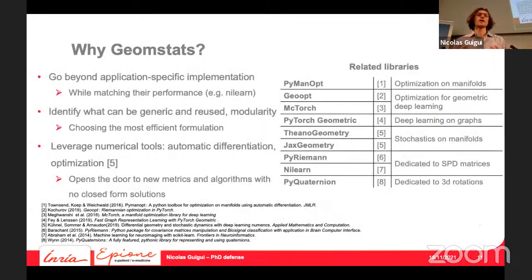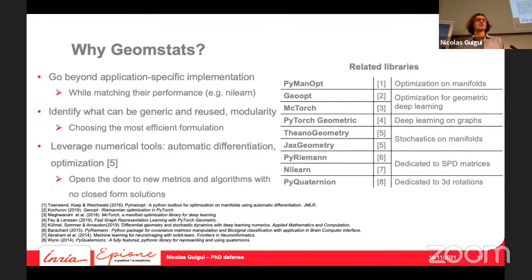As you can see, there are other packages that deal with data on manifolds, but they all either deal with one application, such as optimization or deep learning, or with one manifold, such as SPD matrices or 3D rotations. And as a researcher in geometric statistics, one wants to apply our theorems and test them on different manifolds with the same computational tools. So there was really a need to go beyond application-specific implementations, while of course matching the existing ones when they exist.